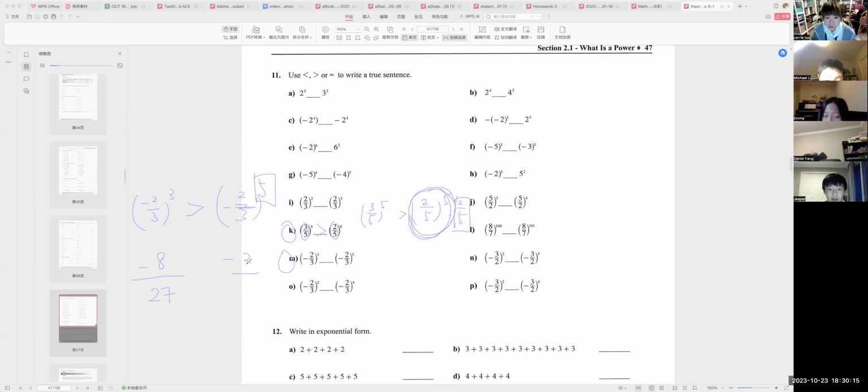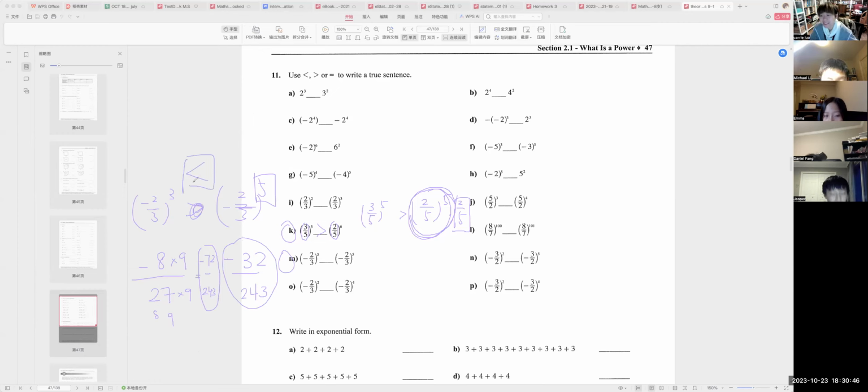Negative 10 over 32 and over this one times 9 equals 243. Okay, so let's take a look at this one. Which one's bigger? This one equals negative 72 over 243. So negative 72 and negative 32. Which one's bigger? Yeah, this one is bigger.